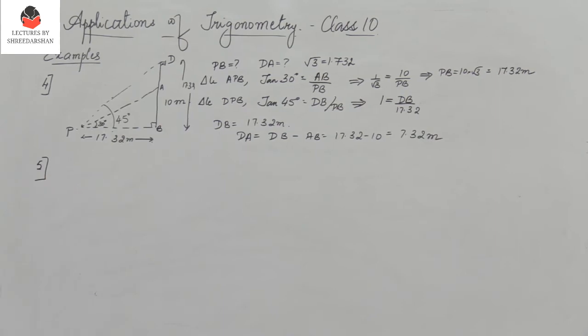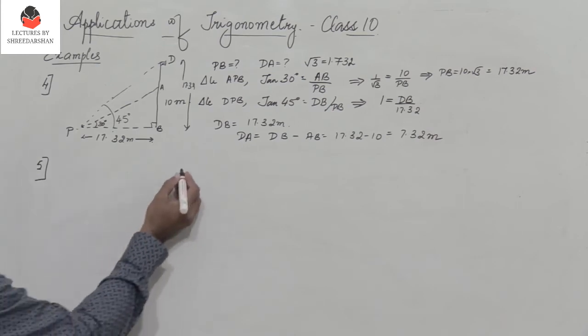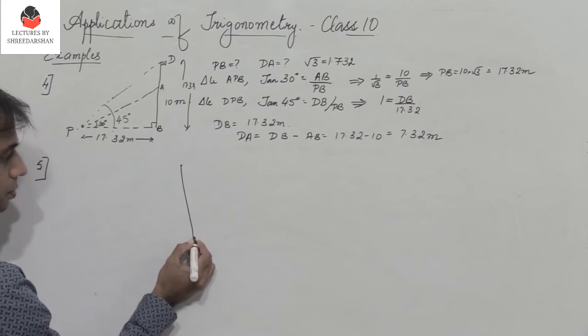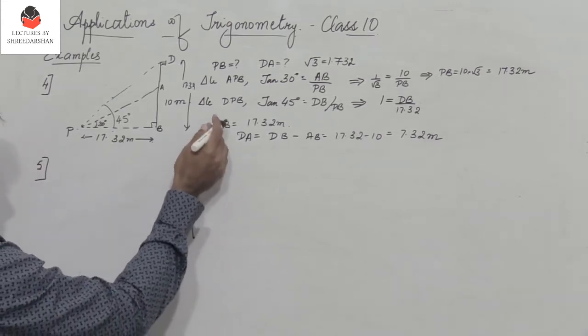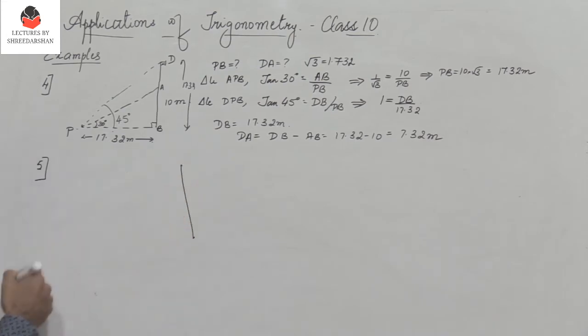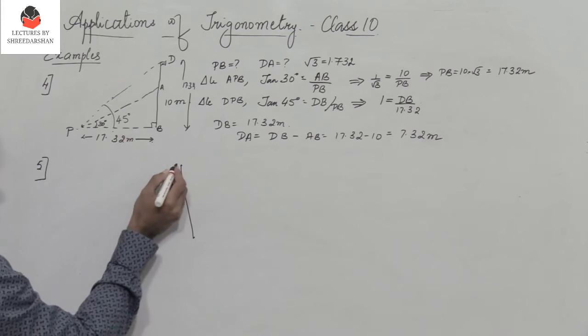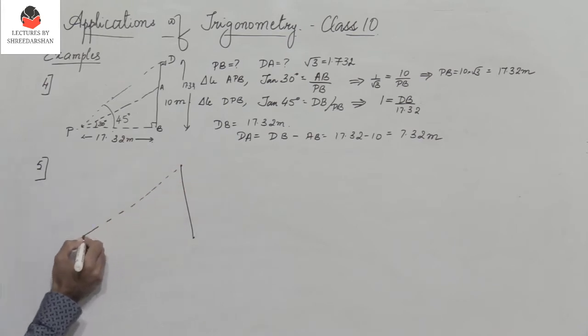Next, example 5. The shadow of a tower standing on ground is 40 meters longer when the sun's altitude is 30 degrees than when it is 60 degrees. So now let's consider a tower here, right? So this is a tower, and let's assume that you have the sun and therefore you have the shadow which falls on the ground. Okay, so now when the sun's altitude is 30 degrees, let's assume that this is the shadow.